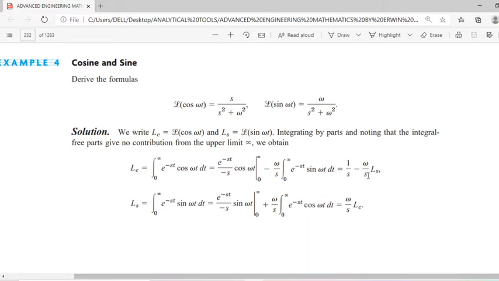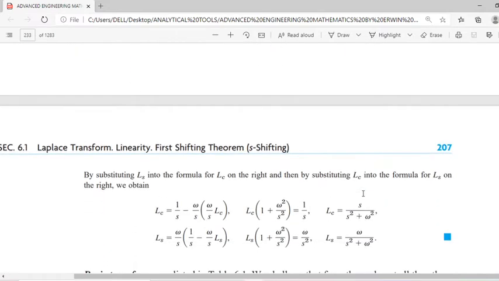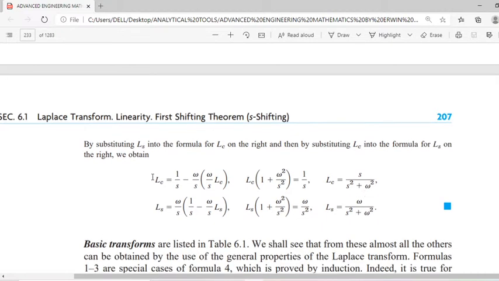I think you got the idea of computing this LC and LS. You look at this expression, LC is in terms of LS and LS in terms of LC, so we can compute LC or LS simply. Just substitute: LC is equal to 1 by s minus omega by s into, instead of LS, omega by s into LC. So we get LC into 1 plus omega square by s square equal to 1 by s. So LC equals s by s square plus omega square, right?